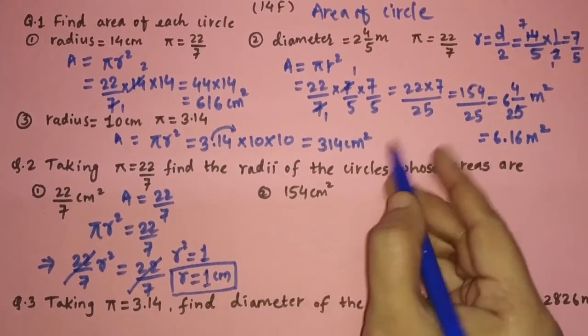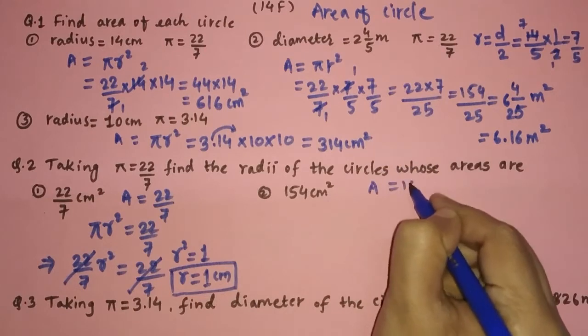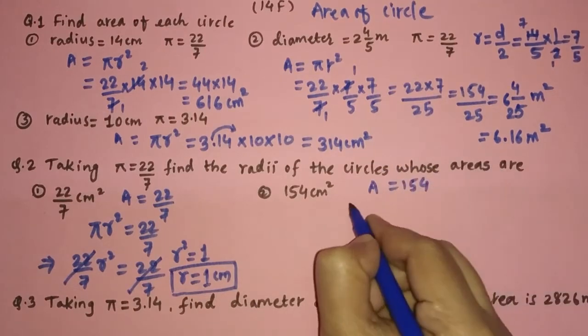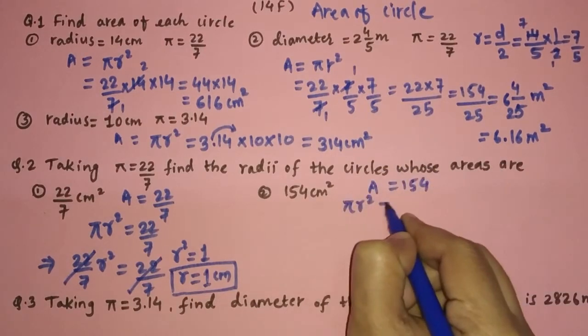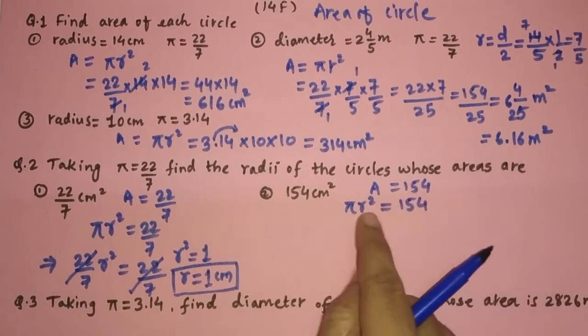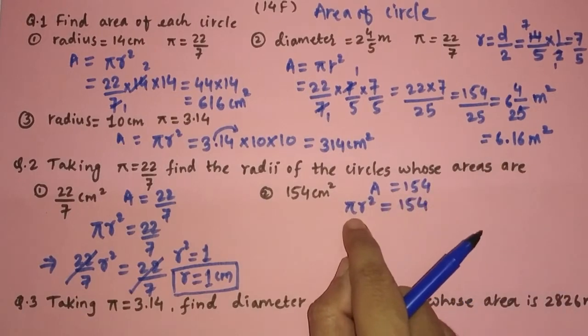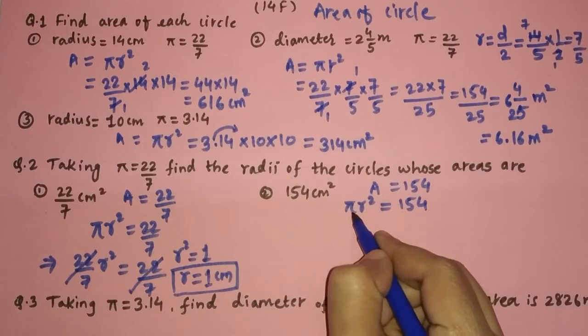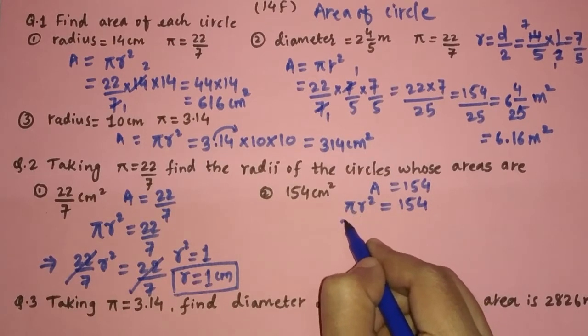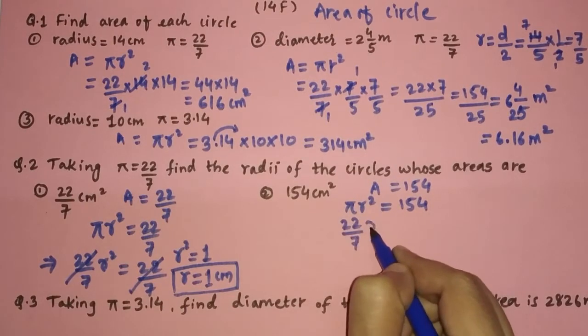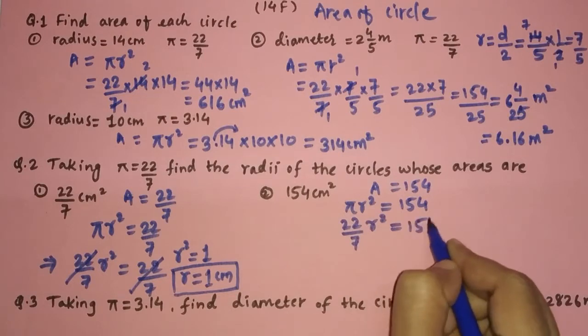Now we have area here as 154 centimeter square. We know that pi r square is equal to 154. 154 is the value of this pi r square. So we'll write down pi's value is 22 upon 7 into r square.